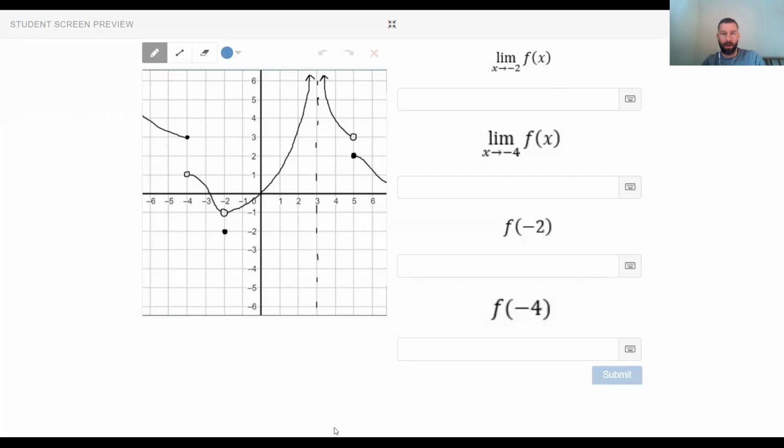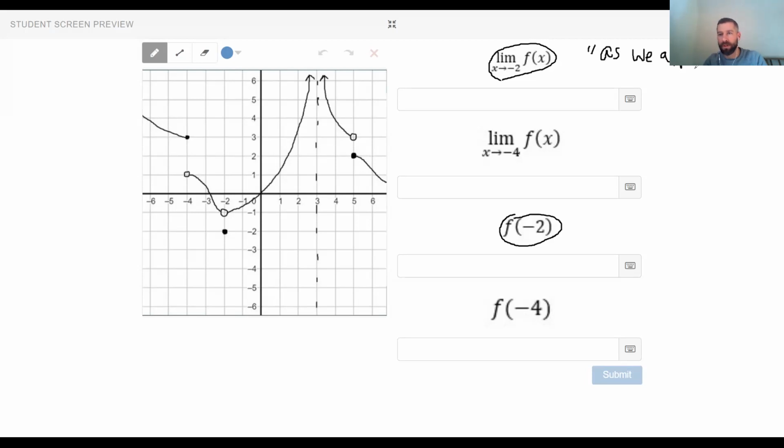So for this problem right here, we see that we have two different types of problems. We have the limit as we approach -2, and then we just have kind of what is the value at -2, and the same thing for -4. Now, some things that you need to remember about limits is limits really mean as we approach. So this is like the limit as x approaches -2. So this is going to be as we approach, or as the function approaches -2.